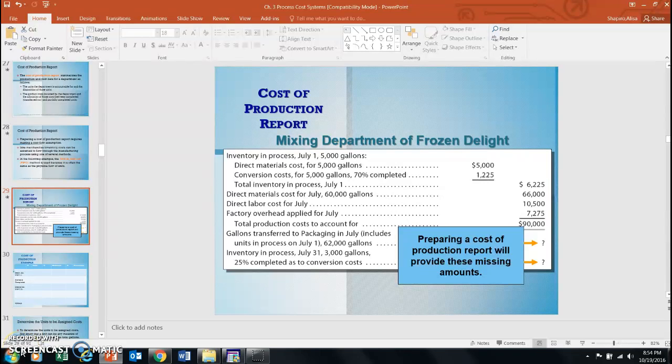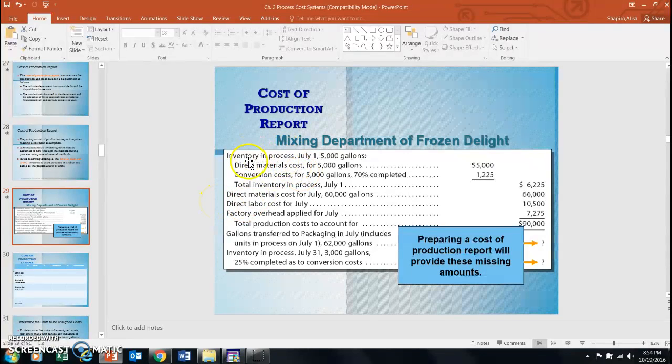Hi, I thought I'd explain how to calculate the equivalent units by doing a quick screencast for you guys and explaining a couple of the important points. So I'm using the slides from the chapter, which you have access to.